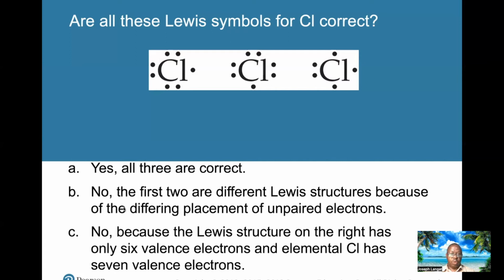This is wrong. No, the first two are Lewis structures because of the different placement of unpaired electrons. Yes. So this one is correct. This one is correct. No. All right. The correct answer is B.